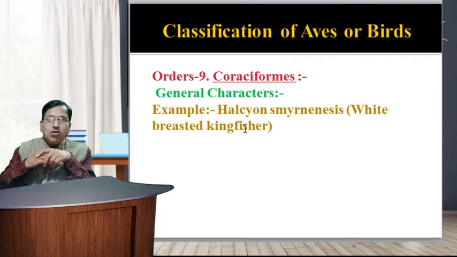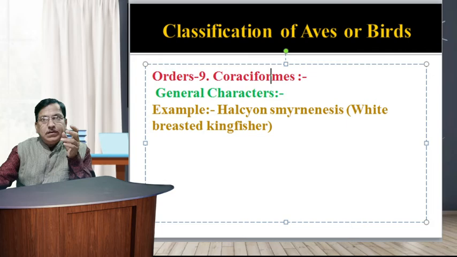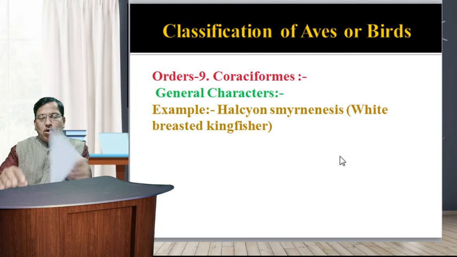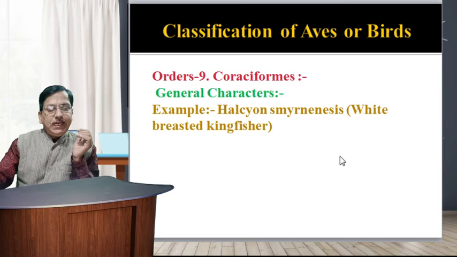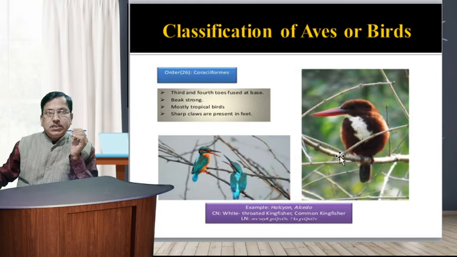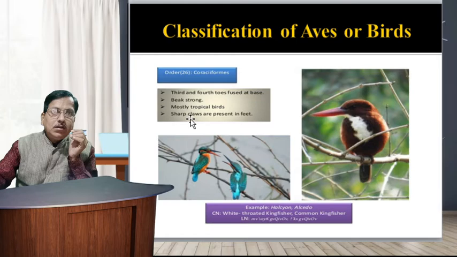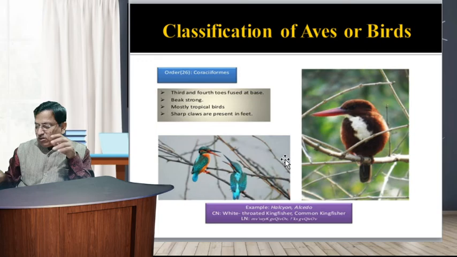These animals have general characters that include kingfishers, big and strong, with the third and fourth toes fused at the base. Example is Halcyon smyrnensis, the white-breasted kingfisher. The third and fourth toes are fused, mostly tropical birds. Sharp claws are present in the feet. They are fish catchers.